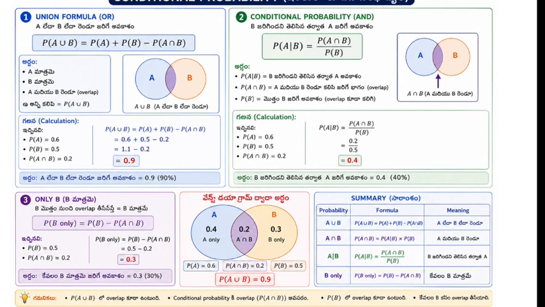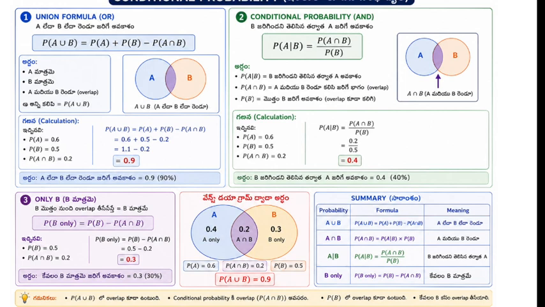For that, the formula is probability of A by B equal to probability of A intersection B, which is the overlapping region, divided by the probability of B. The overlapping region means the persons who have both conditions, and we divide that by the persons with only the B condition, that is, only persons with fever. So this is the formula for conditional probability.